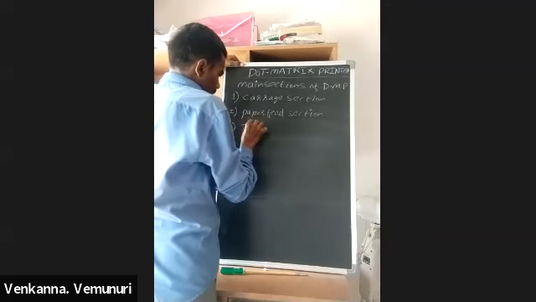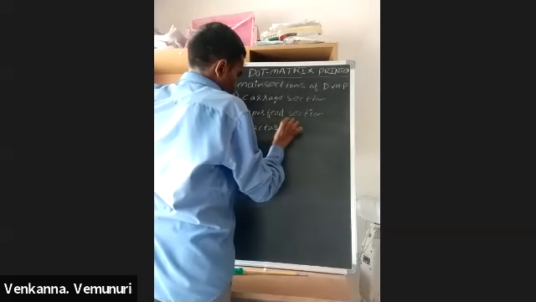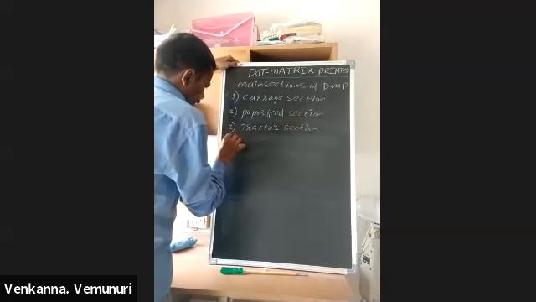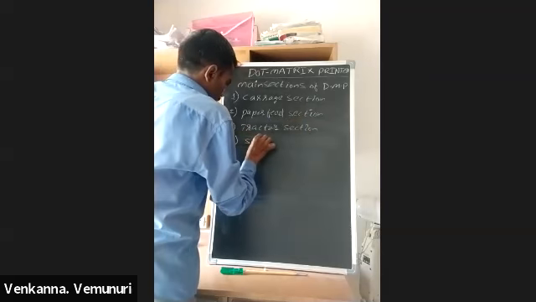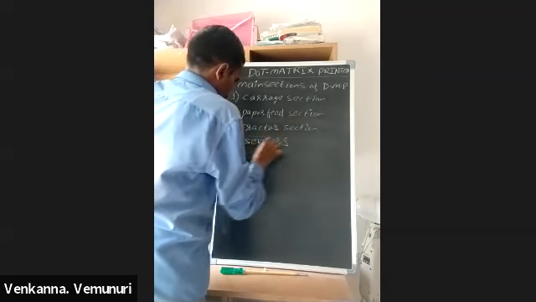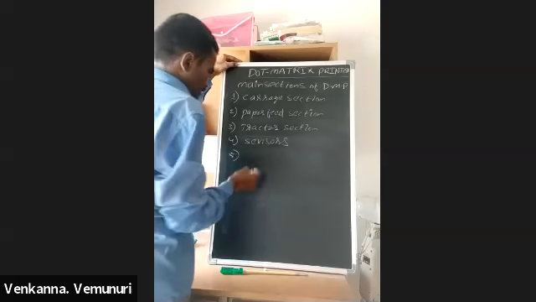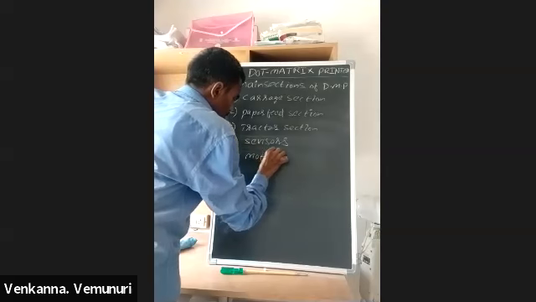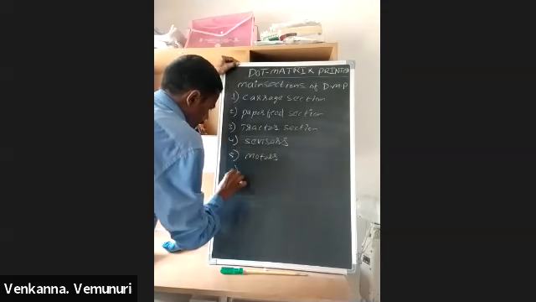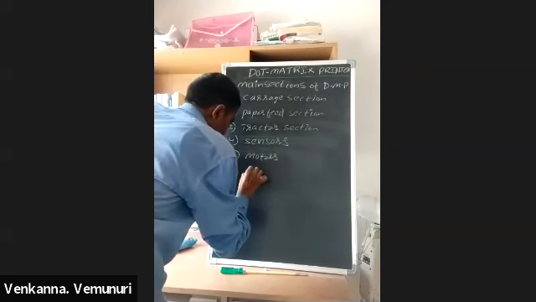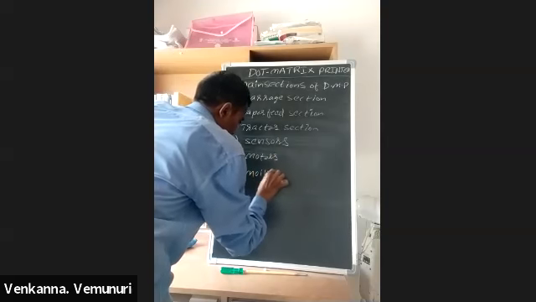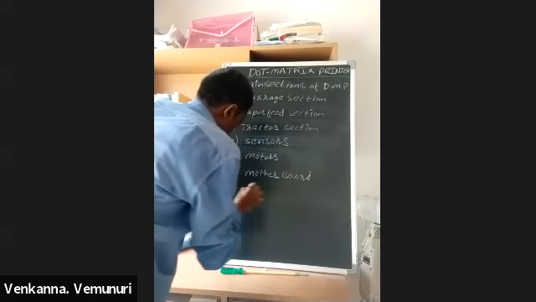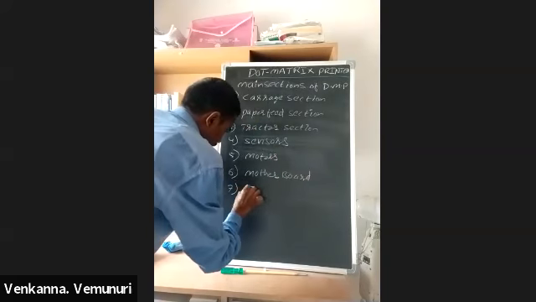After that is the third section, the tractor section. The fourth one is sensors, the fifth one is motors, the sixth one is the motherboard, and the seventh one is the SMPS assembly.